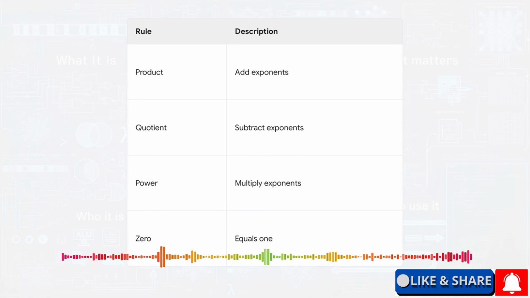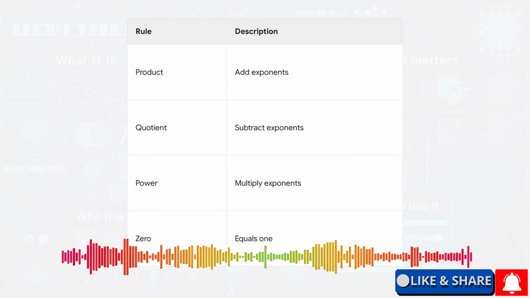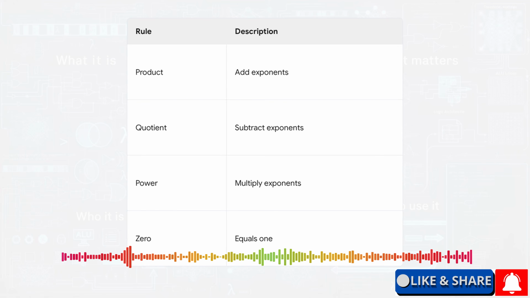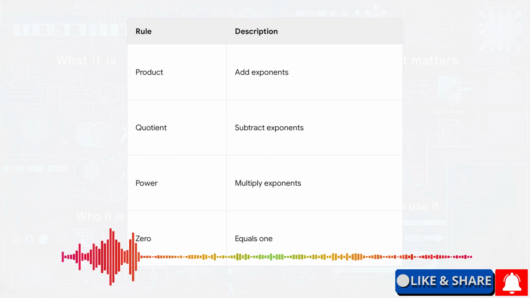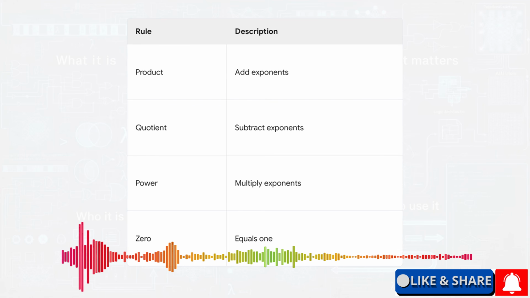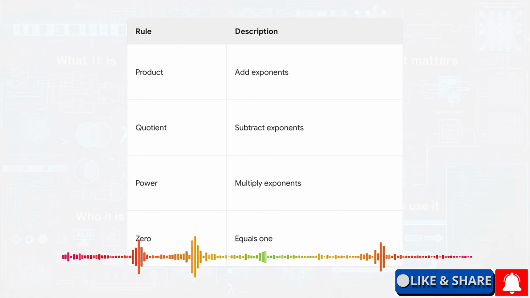So why does 1 matter? Because it lets you manipulate equations without changing their value. When solving equations, you frequently divide by coefficients. For instance, if 2x equals 6, you divide by 2, which is effectively multiplying by 1 over 2 to find x equals 3. In AI and machine learning, algebraic simplification using 1 keeps computations clean and accurate, preventing hidden errors.